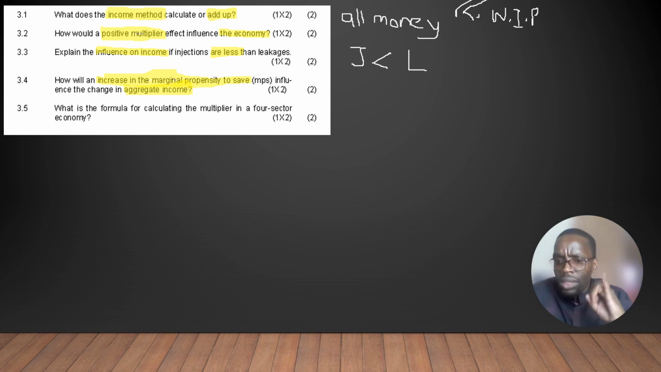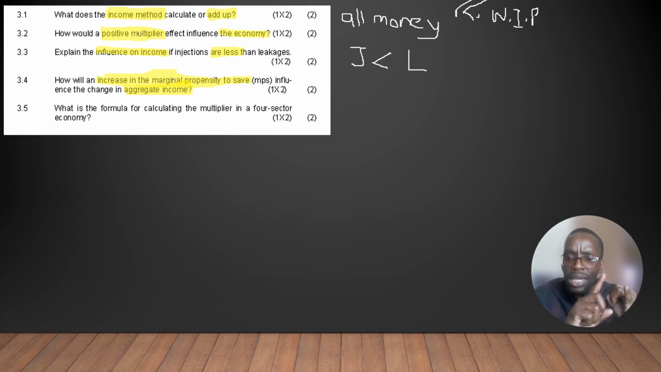We look at things like taxation. If we have an increase in the marginal rate of taxation, our MRT, or we look at our MPM, which is the marginal propensity to import, if we have an increase in MPM, or an increase in MRT, or an increase in MPS, they all reduce the national income. Why? Because these are leakages. Leakages reduce our national income.